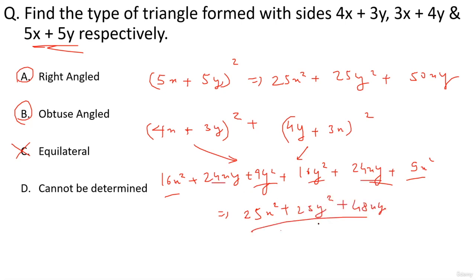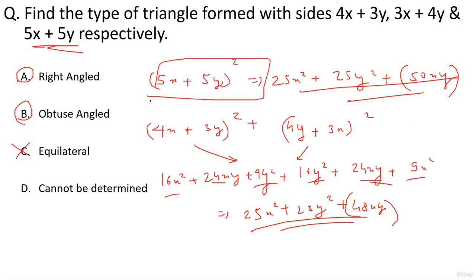If you observe carefully, in both 25x square plus 25y square is the same. Only this part is different, right? 50xy, 48xy. So definitely the greatest side's square is greater than the sum of the squares of these two sides. This happens in an obtuse angle triangle, right? C square is greater than a square plus b square. That's your answer, option B.